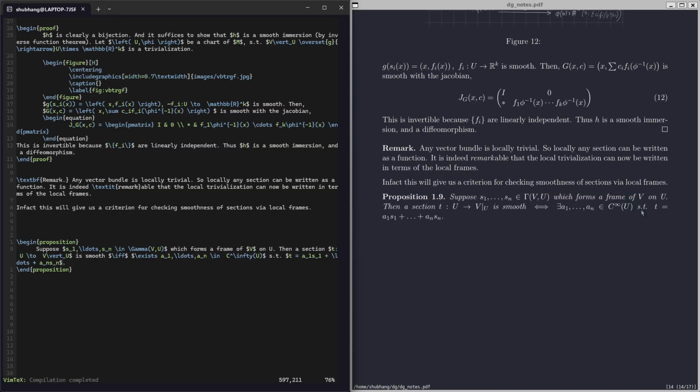Okay. Let S be the collection of local sections of V on U. Then a section T is smooth if and only if these are C infinity functions such that T is actually the sum of a_i s_i. Okay, the proof is quite easy.